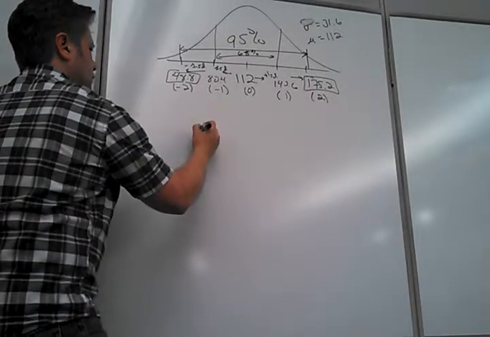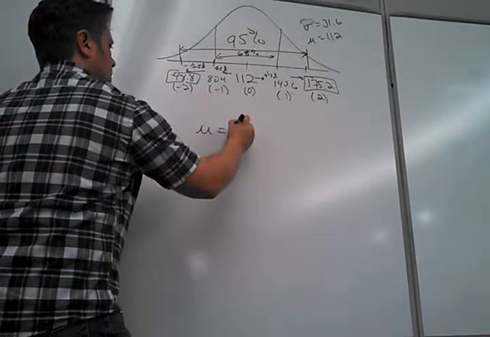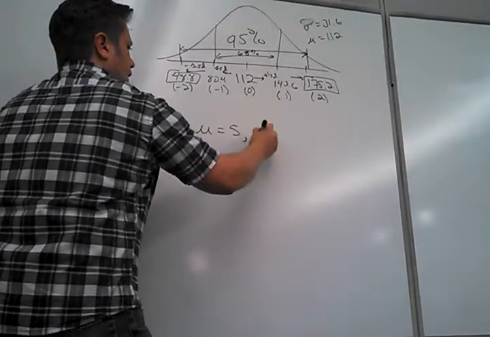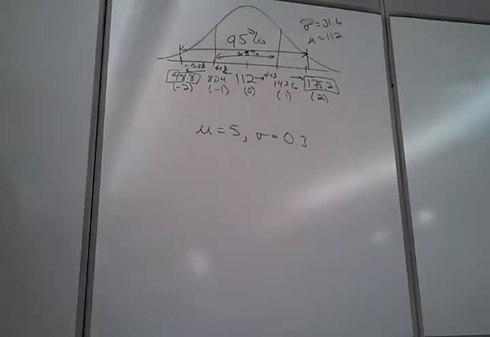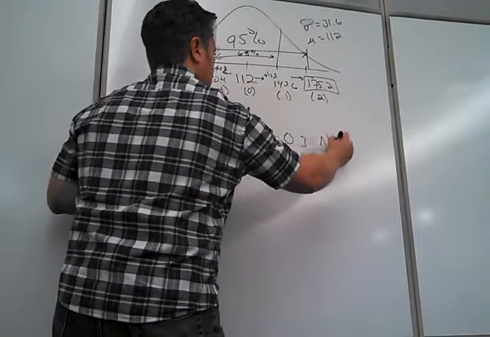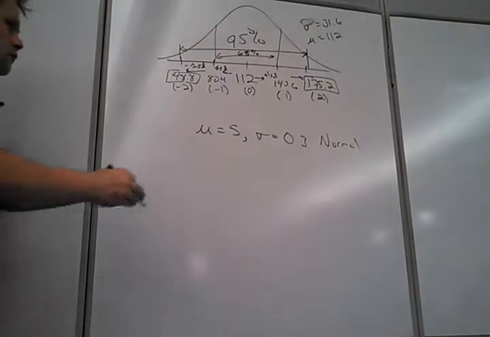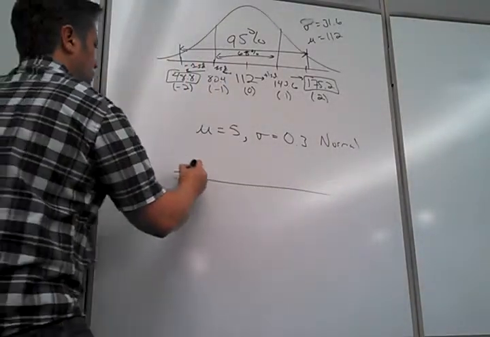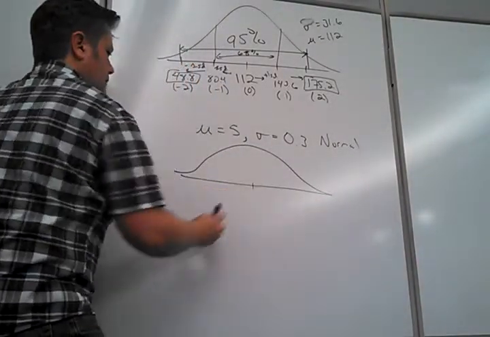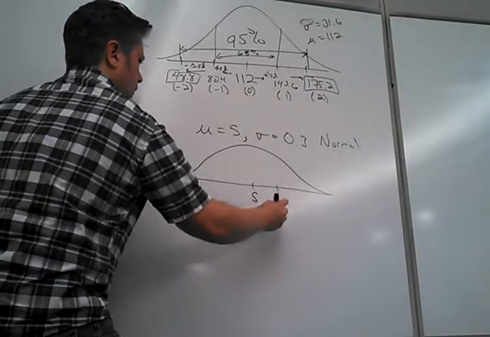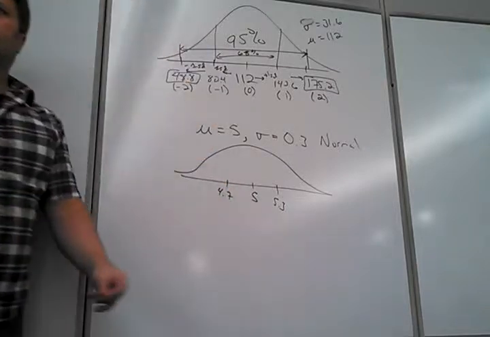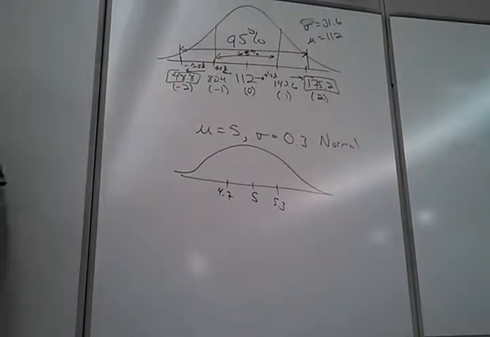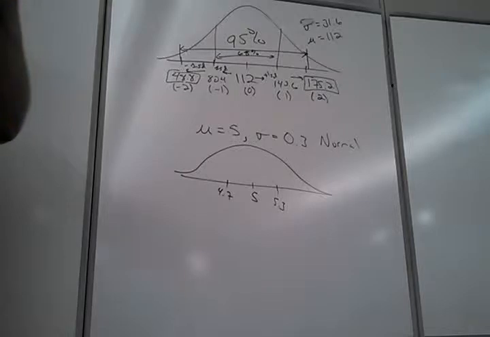Real quick, let me see if you guys are with me. If the mean was 5, and the standard deviation was 0.3, and I know it's normal, how can I draw the same kind of picture I just drew up there? 5 in the middle. 5.3. Good, 5.3. 4.7. Now stop right there. What percentage of the data must be between 4.7 and 5.3? 68%, because that's one step out, right?